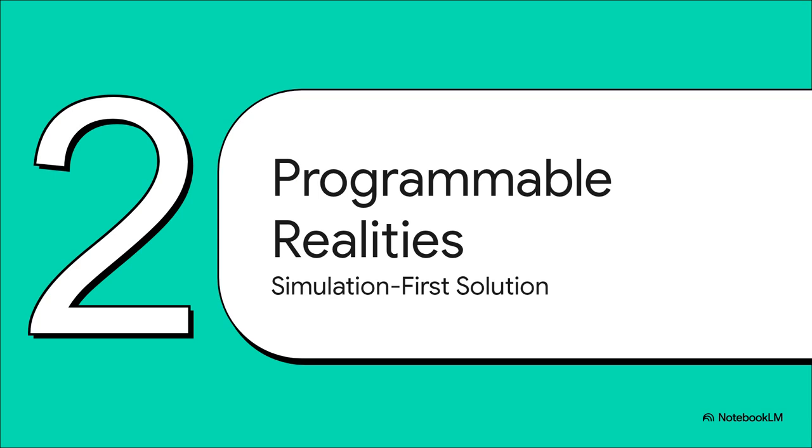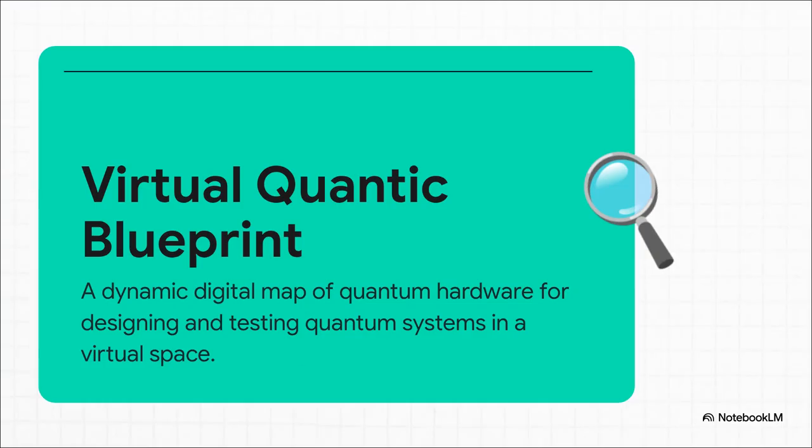The idea is, forget trying to write code for these clunky, noisy physical machines. What if, instead, you could design your perfect quantum computer and the laws of physics it runs on all inside a pristine, perfect digital simulation? The heart of this idea is something called a virtual quantic blueprint, or a VQB.